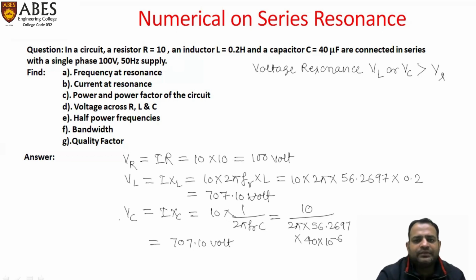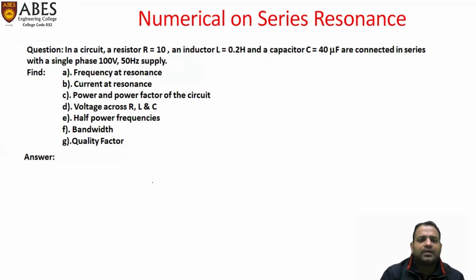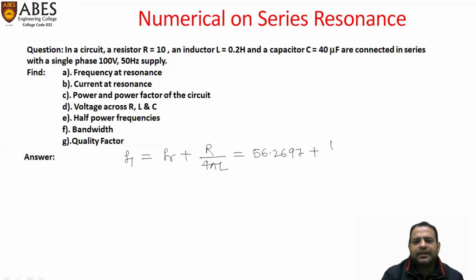Now we are calculating half power frequencies F1 and F2. So F1 is FR plus R upon 4 pi L. So what is the value of FR? Which is 56.2697 plus R 10 upon 4 pi into 0.2. So after solving it, you will get 60.2485 hertz.